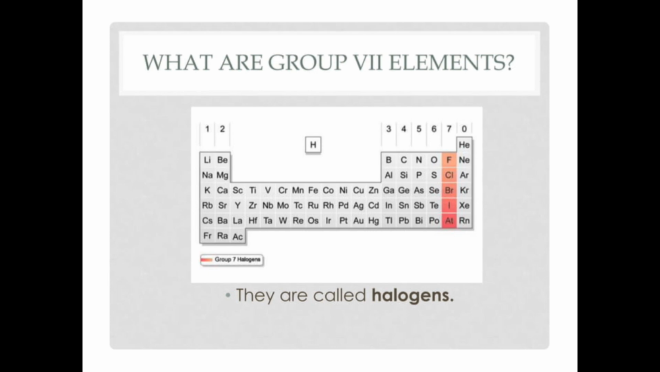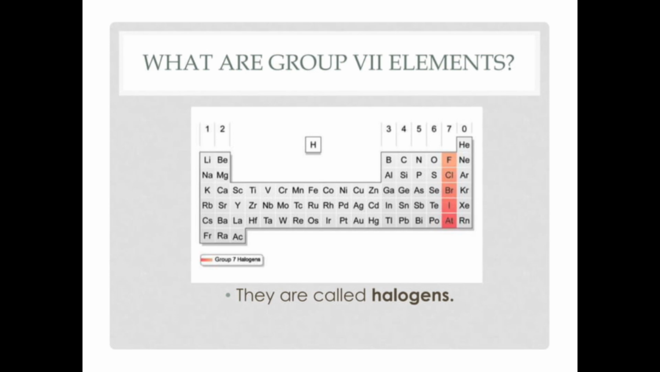They got this name because when they react with very electropositive metals like metals of group 1, they form salt easily. In group 7, members of this group are fluorine, chlorine, bromine, iodine, and astatine.